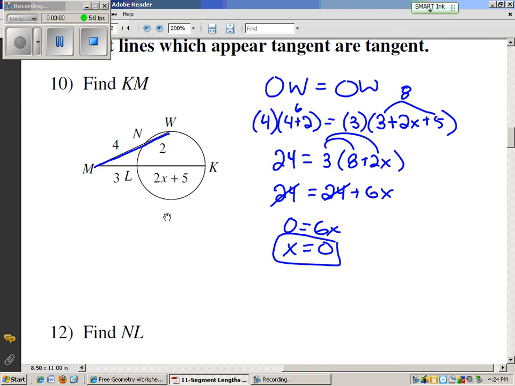And let's see if that makes sense. Plug in a 0 here, and the 2 is going to go away, and I get that 4 times 6 is equal to 3 times 8. And that's true. Those are both equal to 24.